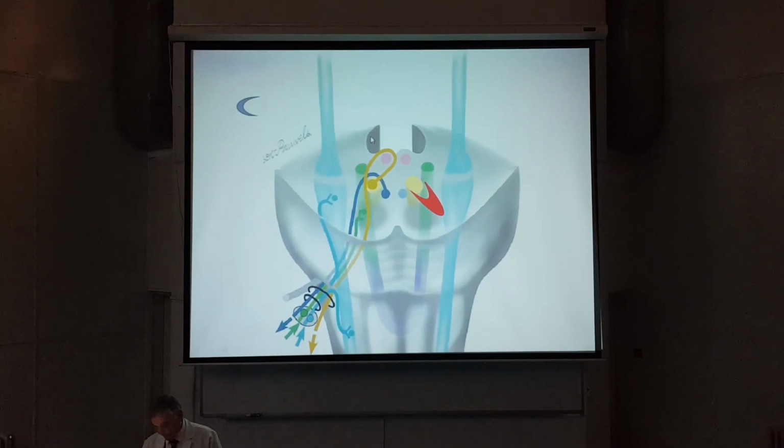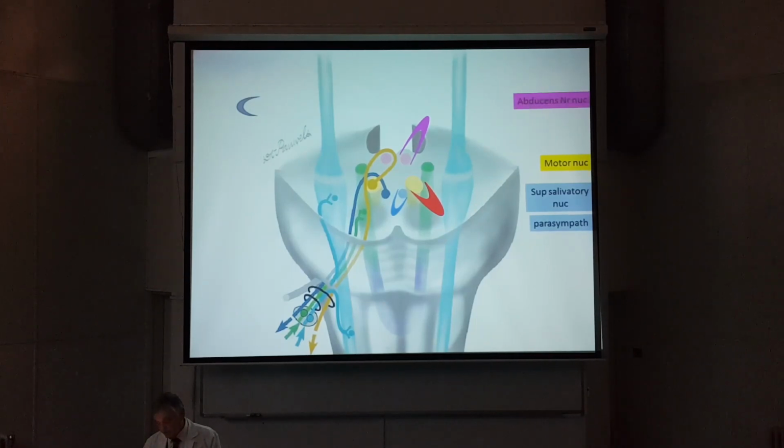Where are we? This is the floor of the fourth ventricle. This yellow nucleus is the motor nucleus. And this one is the superior salivatory nucleus, which is parasympathetic. This nucleus is the nucleus of the sixth cranial nerve, abducent nucleus. And this nucleus, which is concerned about regulation of internal organs, is the solitary tract nucleus.